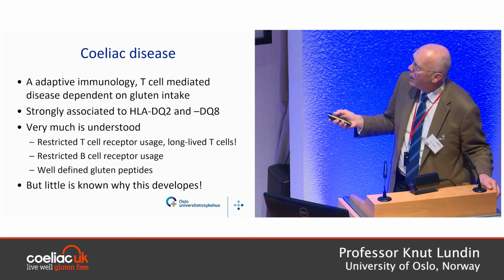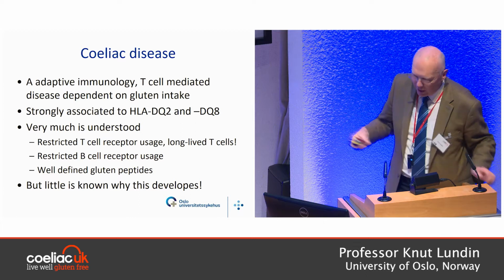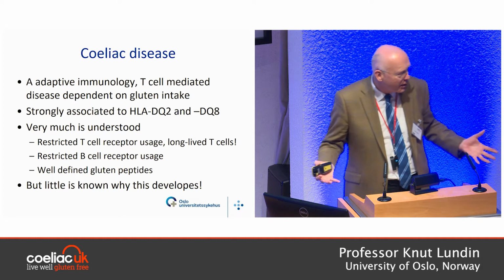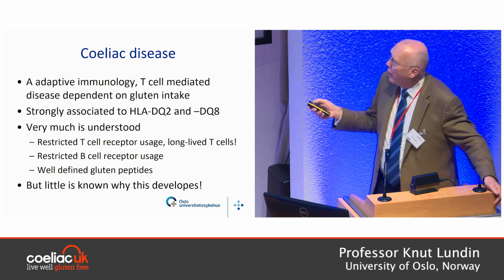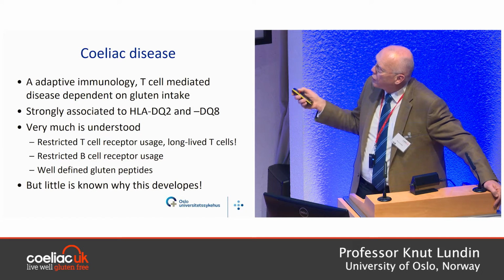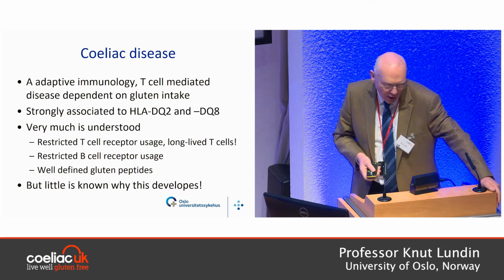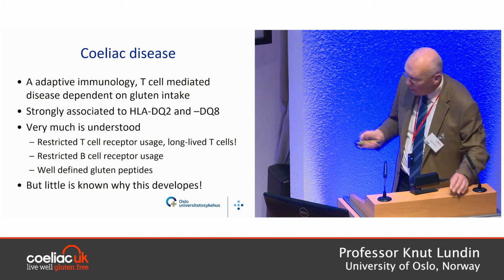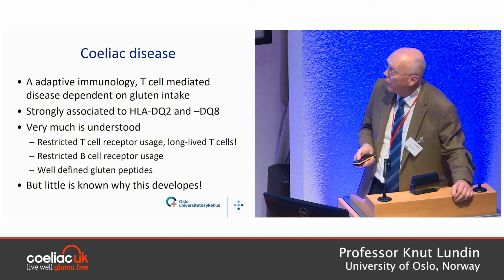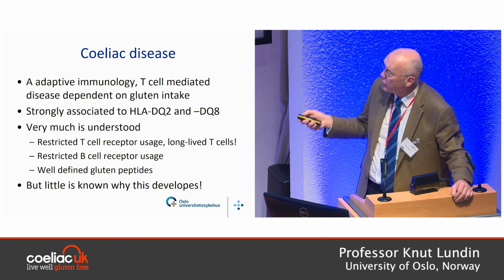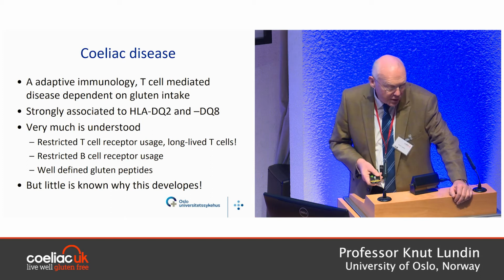We know it's an adaptive immunology, and adaptive means the immune system has learned. It's the T cell and the B cell system. It's dependent on gluten intake. It's strongly associated with DQ2 and DQ8, which are also present in a big majority or a big group in the Caucasoid population. Very much is understood. Restricted T cell receptor usage, long-lived T cells.